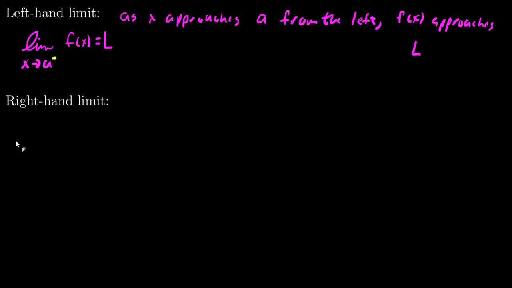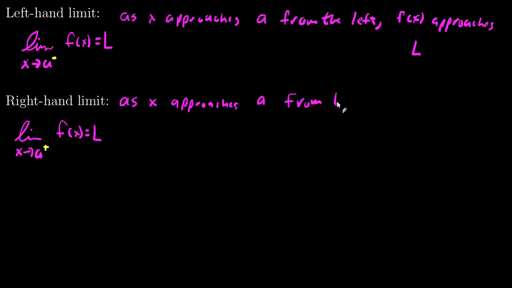Right-hand limit, similar idea. Limit as x approaches a, and again, I would have this exponent, but from the right is the positive side, so I'll put a little plus sign up here as an exponent of the a. It's not an exponent, but that's what it looks like. f of x is equal to L. And in this one, as x approaches a from the right, f of x approaches L.